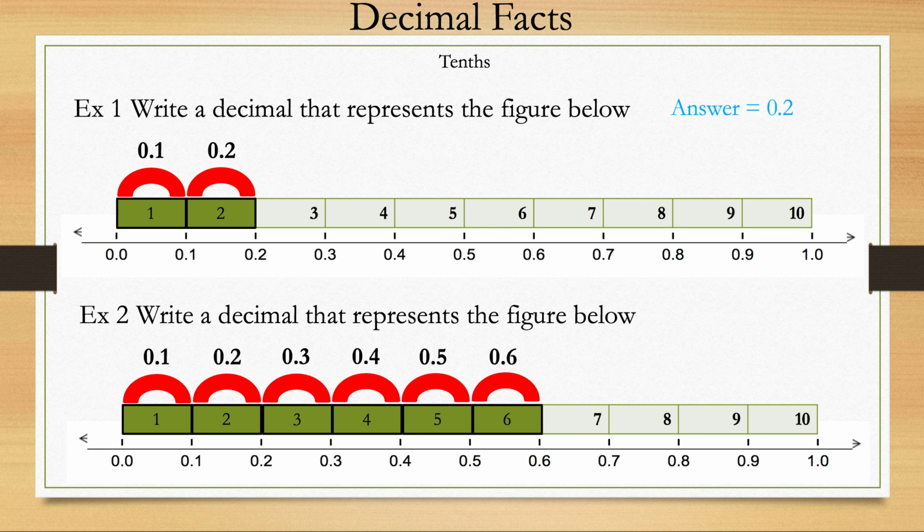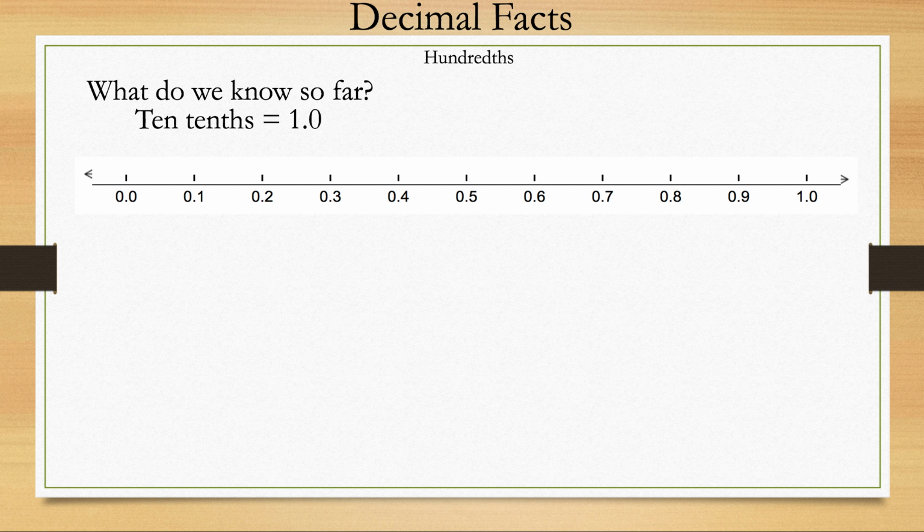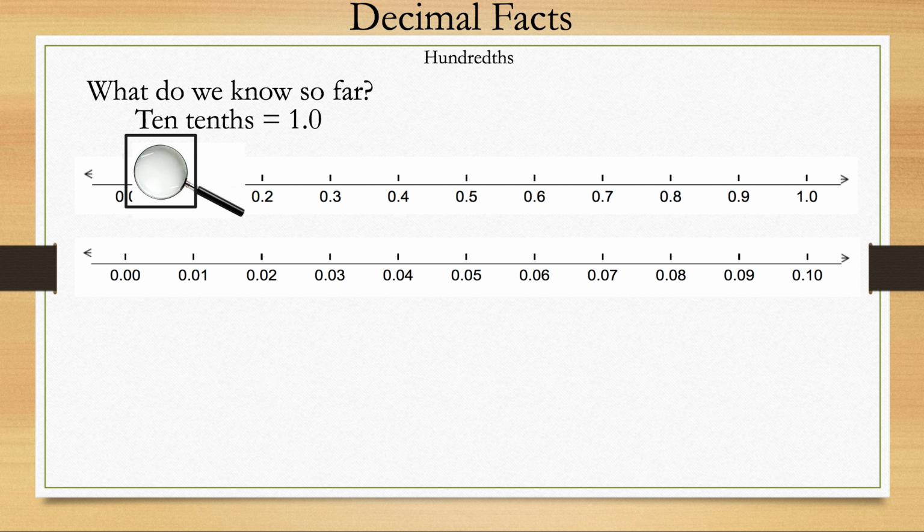So let's go ahead and talk about, and obviously 0.6 is your answer. Let's go ahead and talk about what do we know so far. We know that 10 tenths is equal to 1.0. So now what happens if we take the tenths number line and we zoom in to the first section? You get, once again, we're still counting by 1, but in this case it's a different place value. So you're adding it into the hundredths.